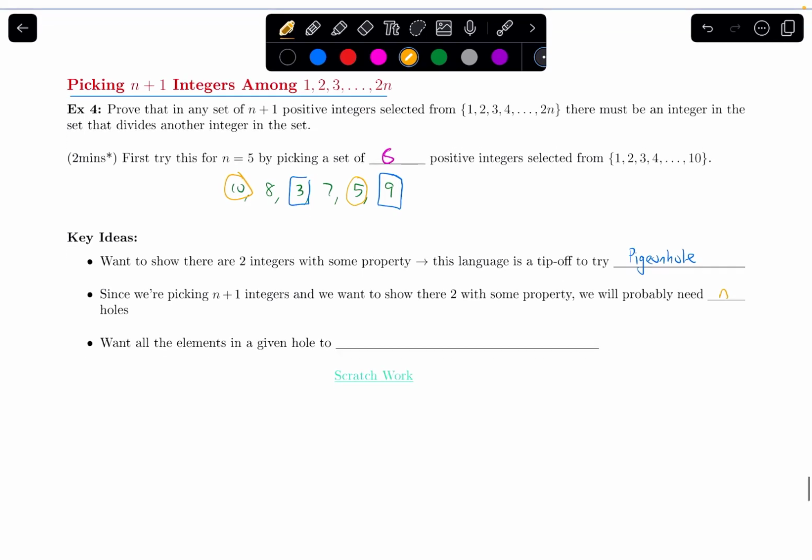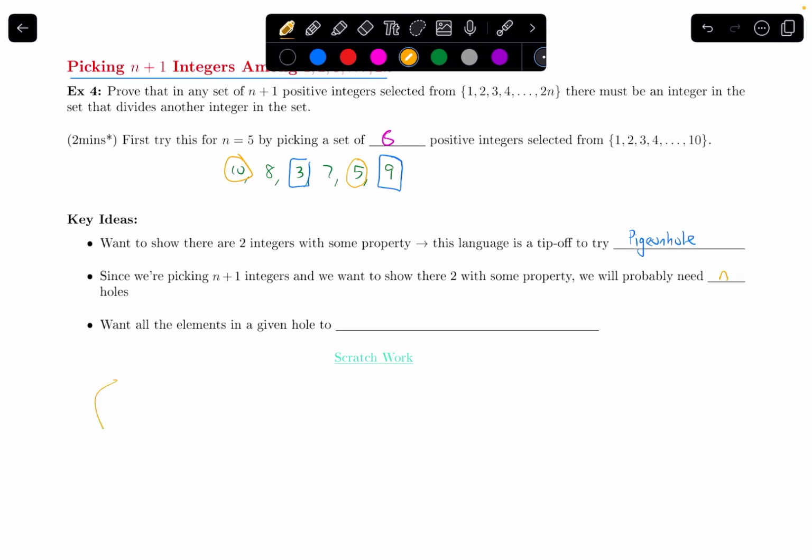The third key idea is, well, whatever the holes are, I'd really like it so that if there ended up being 2 things within the same hole, I would just be done. So what it would take for that to happen is I would really want all the elements in a given hole to divide each other.